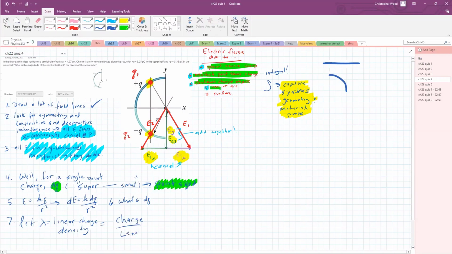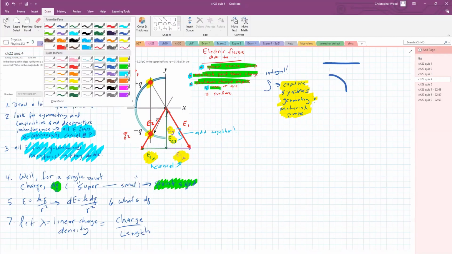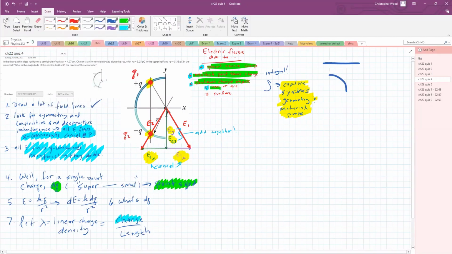Charge per length. And notice, charge per length. This is a material property, and this is geometry. So that's why I'm spending time with this lambda. This is the Greek letter lambda, linear charge density, charge per length. Charge per length from a macroscopic point of view is just charge per length. That's true. From a microscopic point of view, it's going to be dq over, I guess, ds.